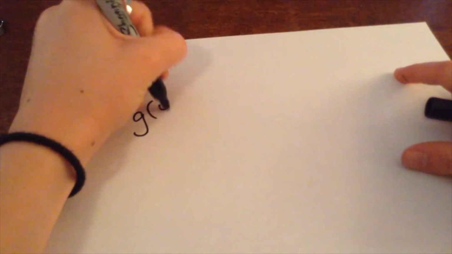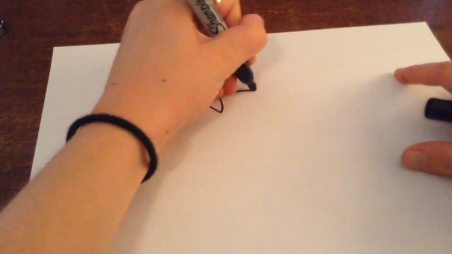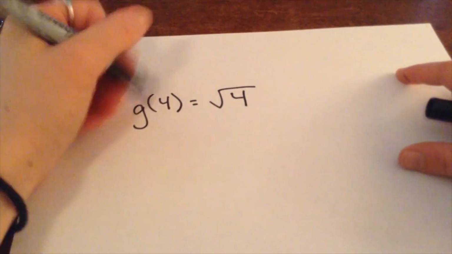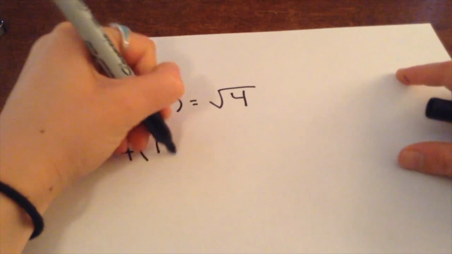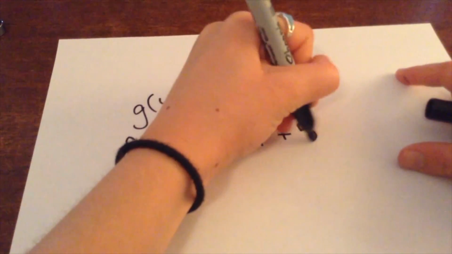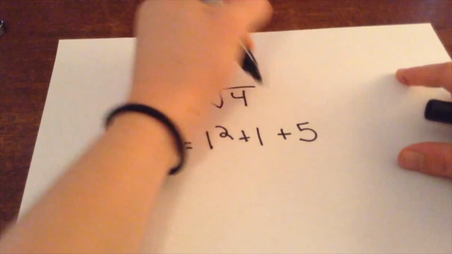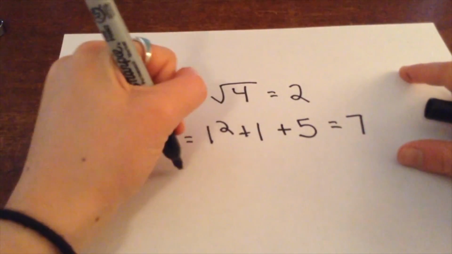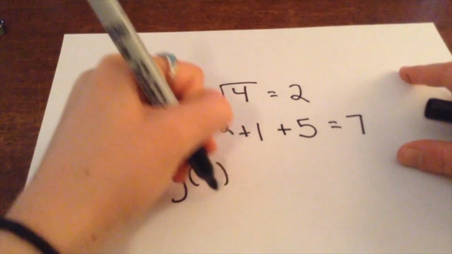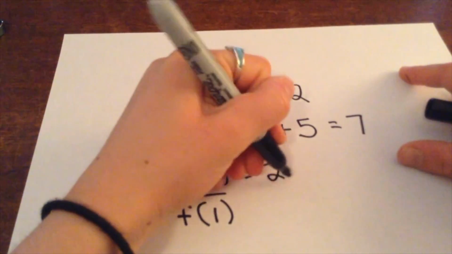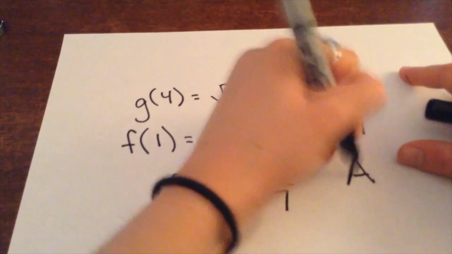Okay, so g of 4 would be the square root of 4 because you just plug this value into wherever x is, and then f of 1 would be 1 squared plus 1 plus 5. So g of 4, the square root of 4, equals 2, and this would equal 7. So therefore g of 4 over f of 1 would equal 2 over 7, which is A.